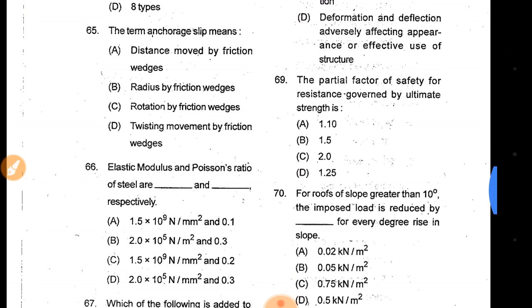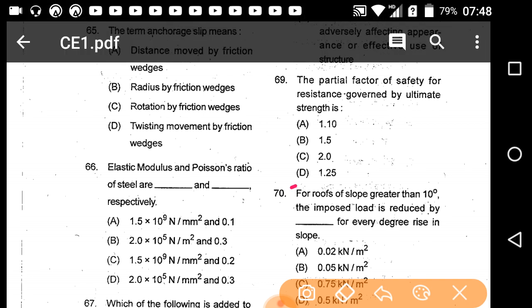The partial factor of safety for resistance governed by ultimate strength is given as 1.10, 1.5, 1.25. Here the correct option will be 1.25, that is option D. But it is asking governed by ultimate strength. Okay, for the factor of safety for resistance governed by ultimate strength, the correct answer will be 1.25.